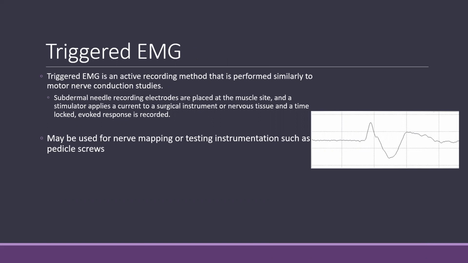Subdermal needle recording electrodes are placed at the muscle site, and a stimulator applies a current to the surgical instrument or nervous tissue, and a time-locked evoked response is recorded. This may be used for nerve mapping or testing instrumentation, such as pedicle screws.